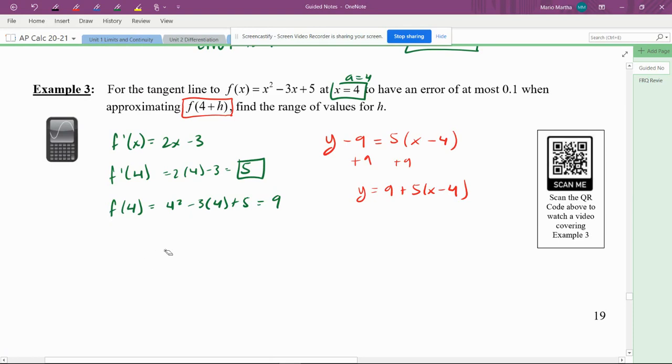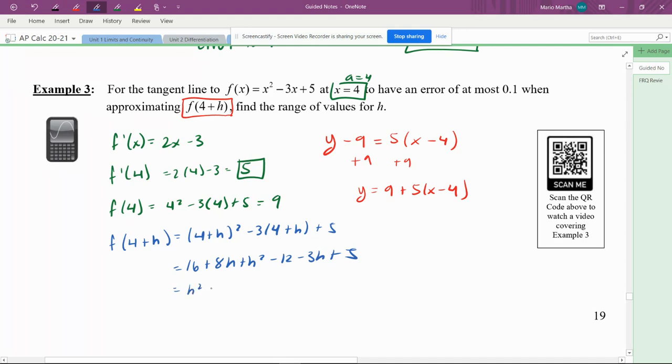And then from there, we're going to figure out what f of 4 plus h is. That's one of the things we're missing. So f of 4 plus h is equal to 4 plus h quantity squared minus 3 times 4 plus h plus 5. And then we simplify that. We're going to end up with 16 plus 8h plus h squared minus 12 minus 3h plus 5. And then from there, ladies and gentlemen, we simplify one more time. So that's going to be h squared plus 5h plus 9.